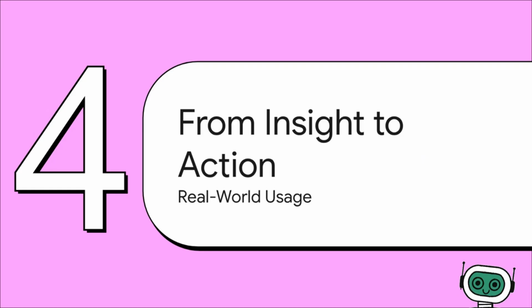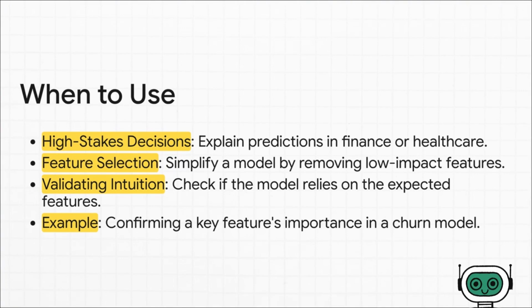Okay, so we get the theory, but how do we actually use this stuff day to day? When do you pull these techniques out of your toolkit? Well, first up, feature selection. If you've got hundreds of features, you can use this to find the vital few and build a simpler, faster, and often better model. Second, it's great for debugging. If your model is giving you strange results, feature importance might show you it's relying on some weird feature you didn't expect. It's a fantastic sanity check.